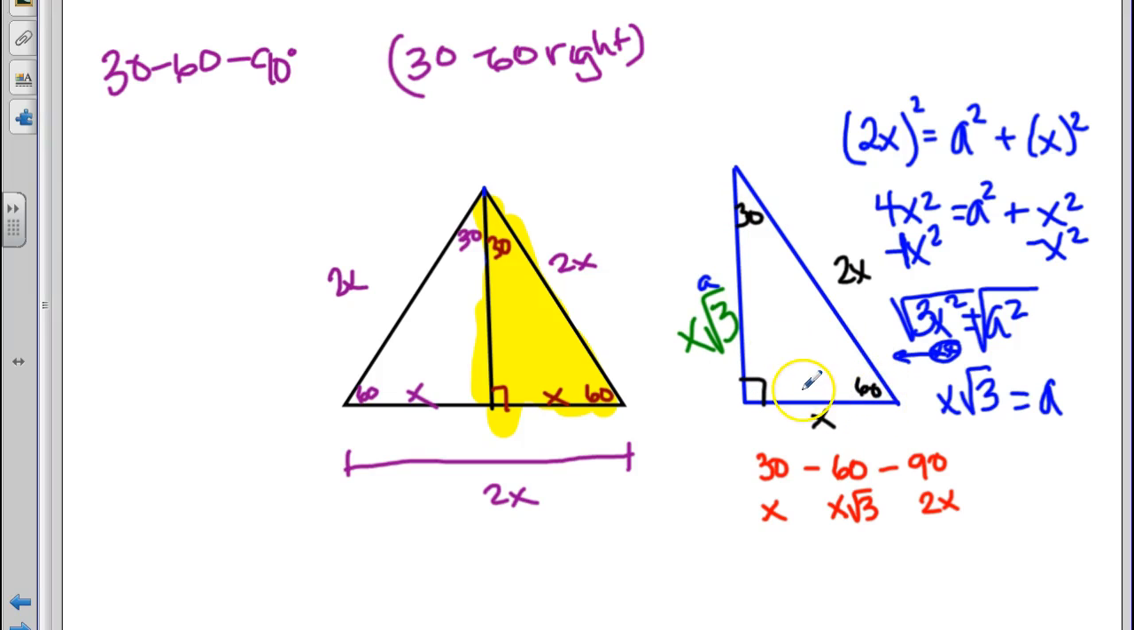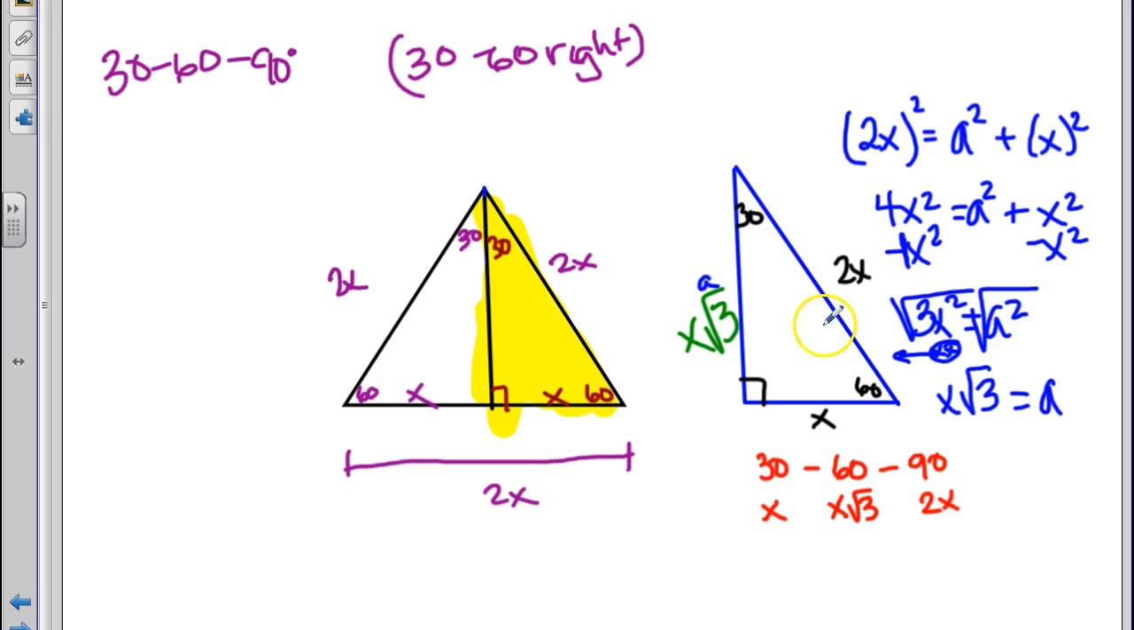All right, so that means it doesn't matter which one of these I'm given, I can always find x, or they're going to give me x. So if they tell me x is 3, I know this leg is 3 times the square root of 3, just plugging in 3 for x and plugging in 3 for x here. 2 times 3 is 6. Bam, got it.